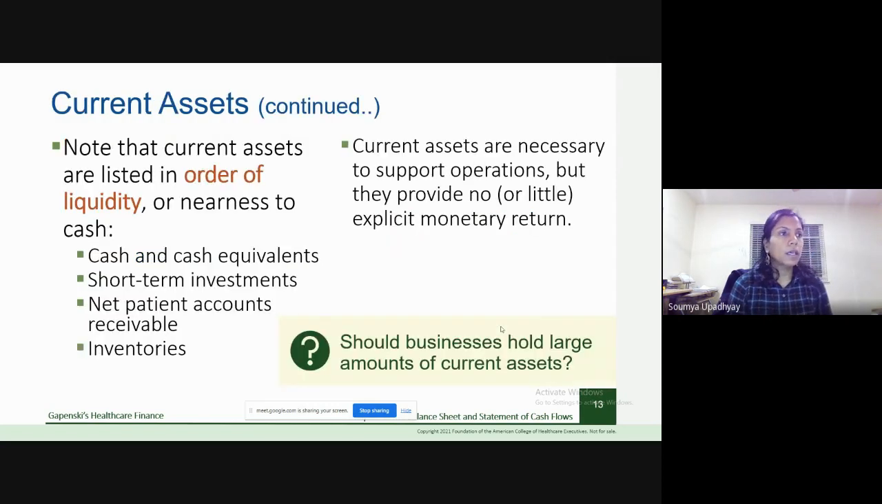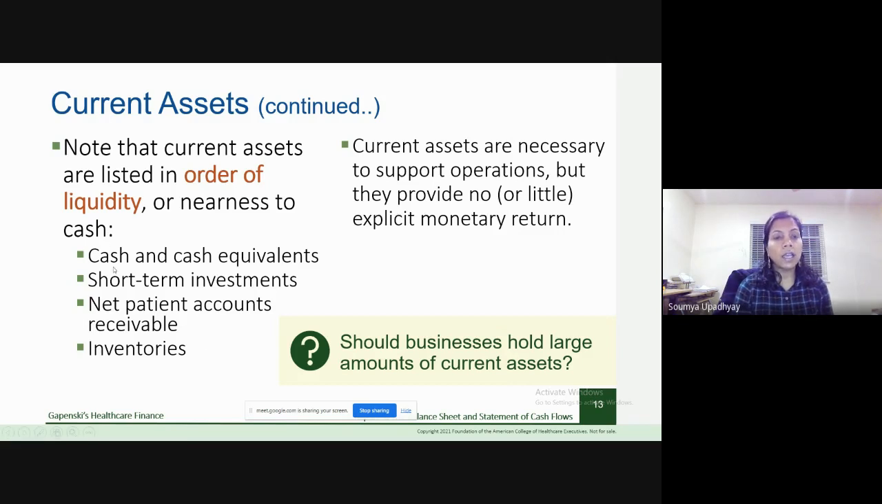All right. Current assets. Current assets are listed in order of liquidity or nearness to cash. So remember, we have all of these types of current assets, which we saw a couple of slides ago. But do you list them randomly? Would you list inventories first and then cash? No. You would list them in the order of liquidity. So which one is the easiest to be converted into cash?